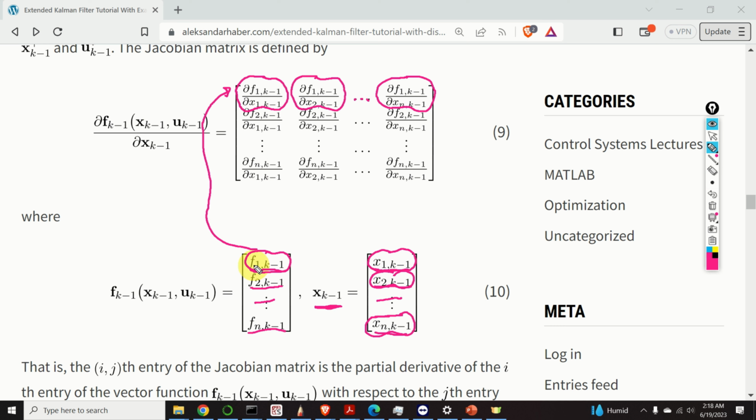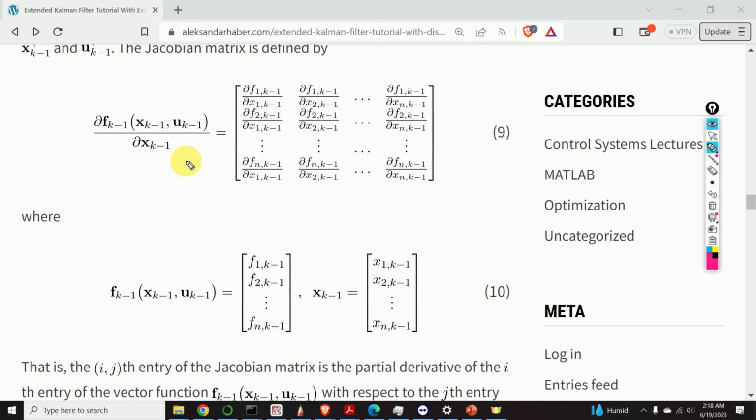We construct the second row in a similar manner. We take the second entry, or better to say the second scalar entry of our function f_{k-1}, and we compute the partial derivatives of this function starting from x_1, k-1, that is this term, then we take x_2, k-1, this term, until the last term over here. And we repeat this procedure for all n entries of this vector function. And in this manner, we construct the Jacobian matrix.